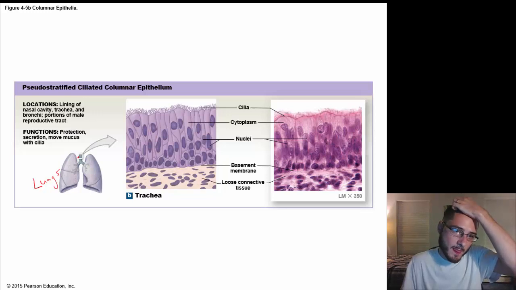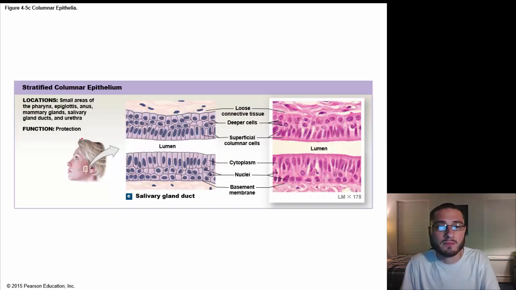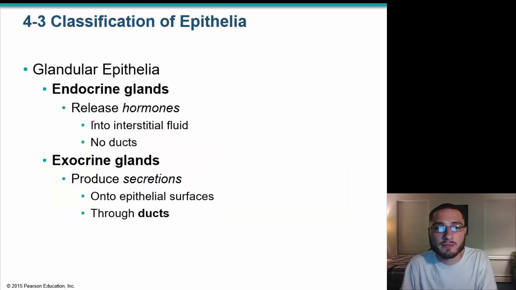Okay, it's going to help move mucus whichever way that you want it. If you want mucus to remain out of the lungs, this is great for that. You have stratified columnar epithelium, which is good for protection. Okay, you're going to find those in small areas of the pharynx, the epiglottis, which is the throat, the anus, mammary gland, salivary gland ducts, and even the urethra.